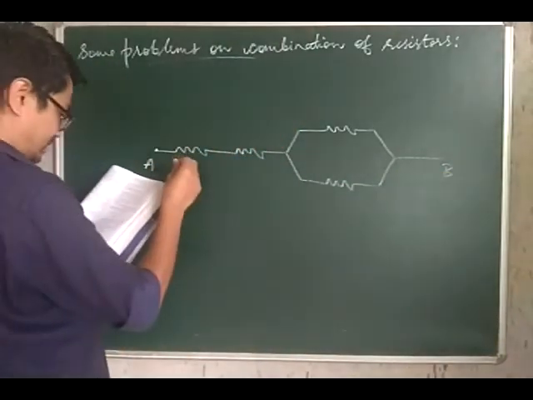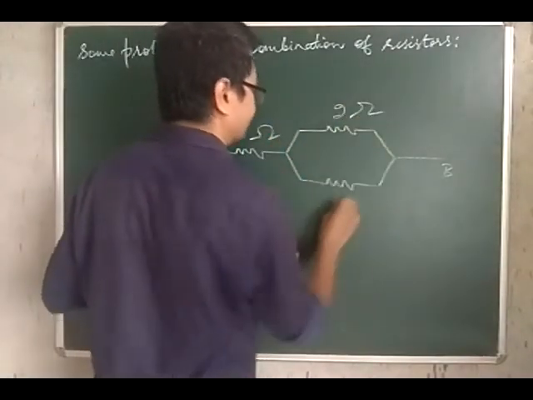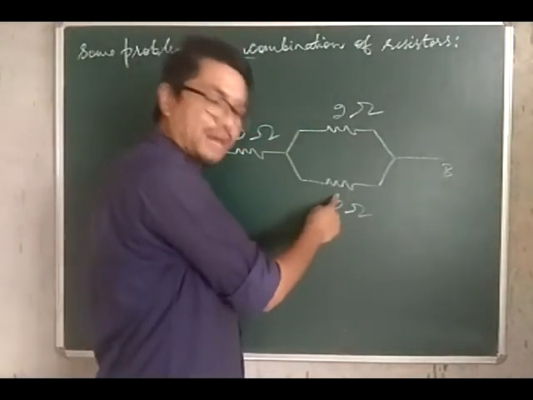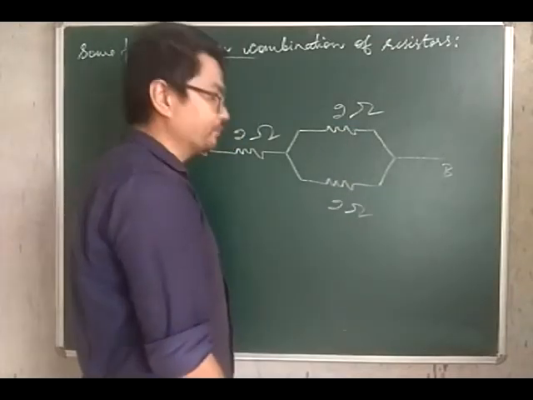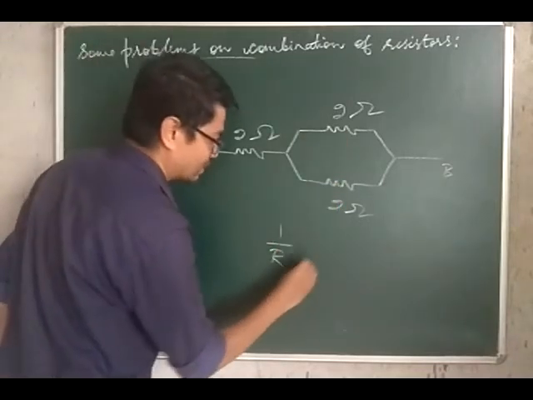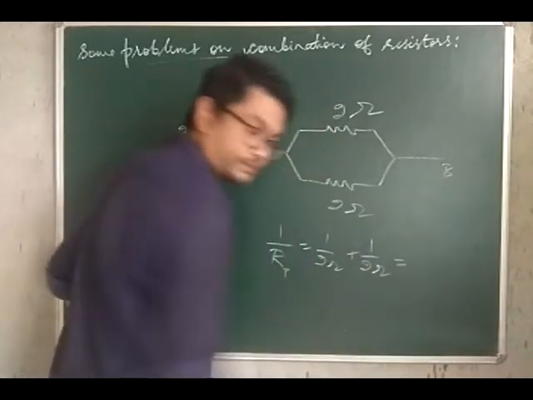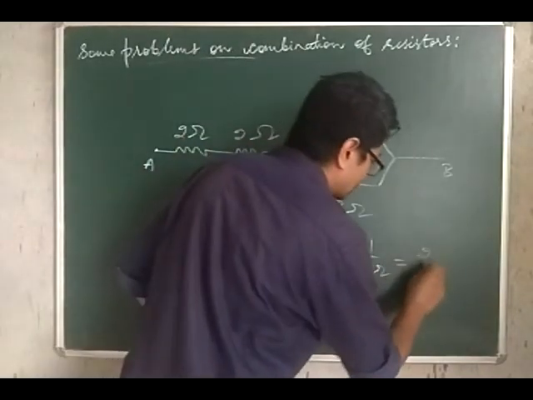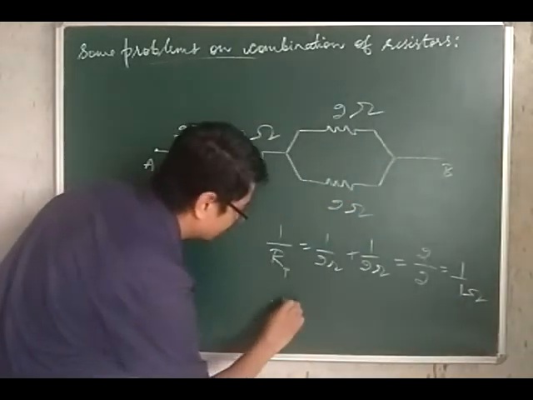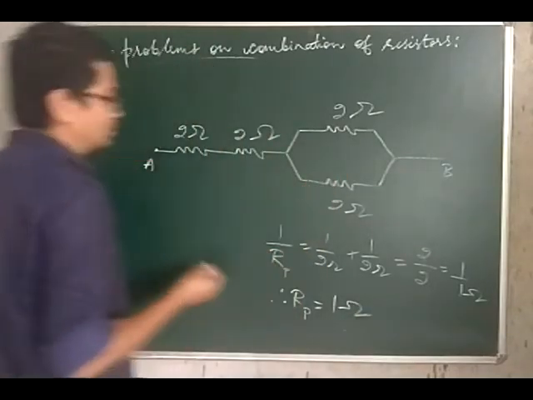The values of the resistances are 2 ohms, 2 ohms, this is also 2 ohms, and this is also 2 ohms. Now where do we start? We start from here. We see these two are in parallel, so we'll find the equivalent resistance. The equivalent resistance of these two is given by 1 by Rp, which is 1 by 2 ohm plus 1 by 2 ohm. So 1 plus 1 becomes 2 by 2, so this is 1 by 1 ohm. Therefore Rp, the equivalent resistance, is 1 ohm simply. So the equivalent of these two is 1 ohm.